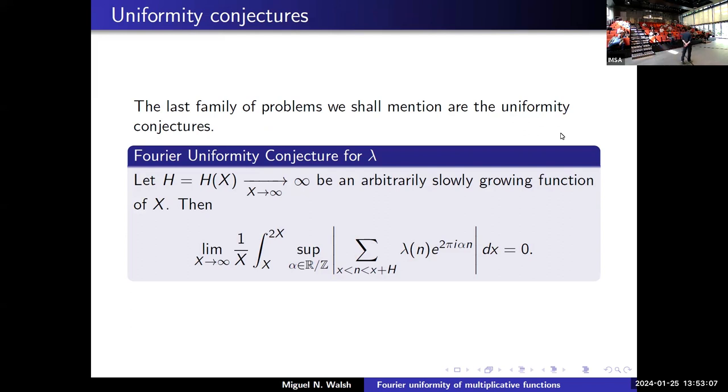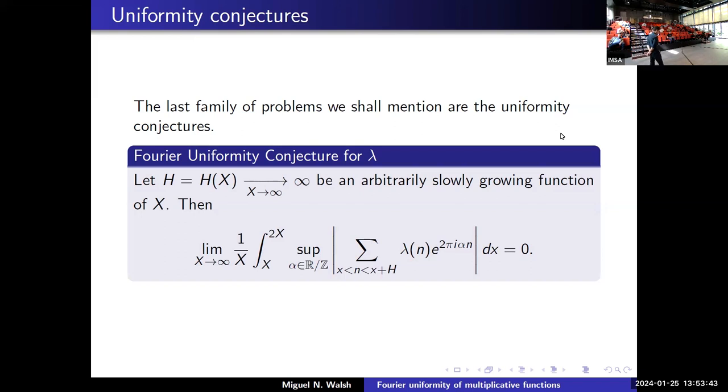Take H, any function of x that goes to infinity as x goes to infinity. It doesn't matter how slowly, this is the crucial point. H is a function of x. It goes to infinity as x goes to infinity, but can go as slowly as you like. And the problem will become harder the slower H grows. Then this new expression should go to zero. I'll give you a second to look at it, since we have it written. But again, it's a conjecture about a certain expression that goes to zero in the limit. So essentially, it's about the cancellation in this expression.